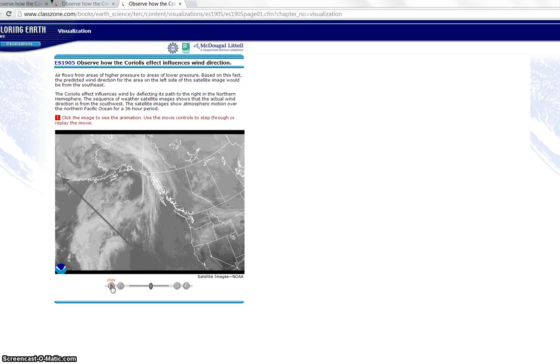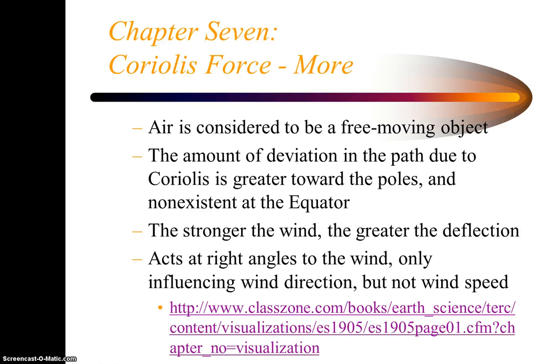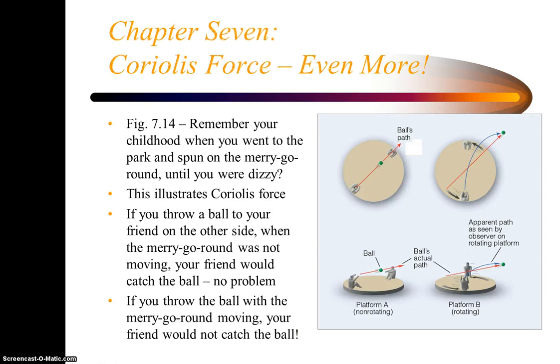Because what happens is, it actually shows the air going more to the northeast. The black arrow, once again, shows predicted wind direction without Coriolis effect, directly from the high to the low. The actual wind direction is to the right angle of being deflected to the right of the intended path of motion. So I think this was actually a very instructive video for you. At least I certainly hope so.